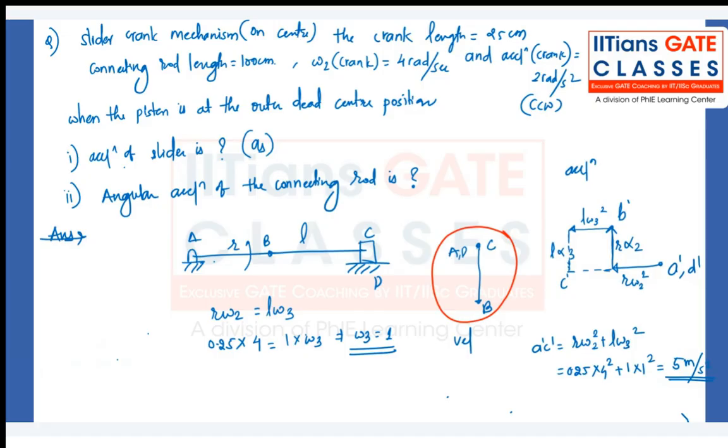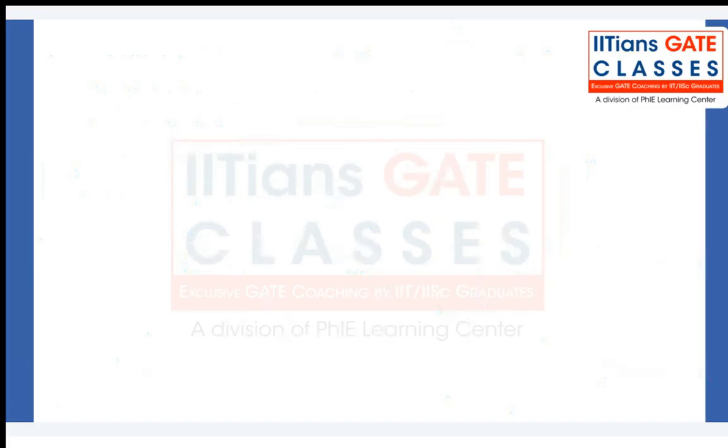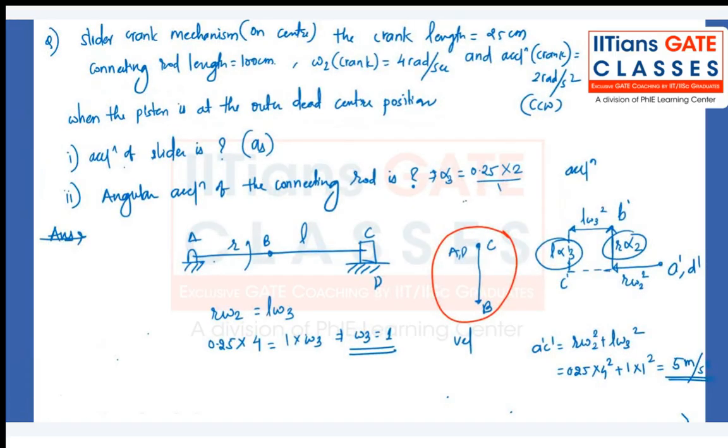And the second question is the angular acceleration of the connecting rod. L alpha 3 has to be equal to R alpha 2, so this implies alpha 3 is equal to R alpha 2 by L. So 0.25, alpha 2 is 2, divided by L is 1, which is 0.5 radian per second square. Okay, so yes, this is how you can solve the problem.